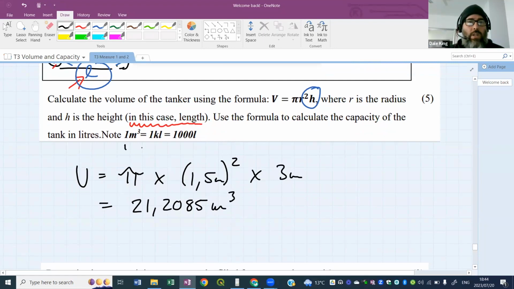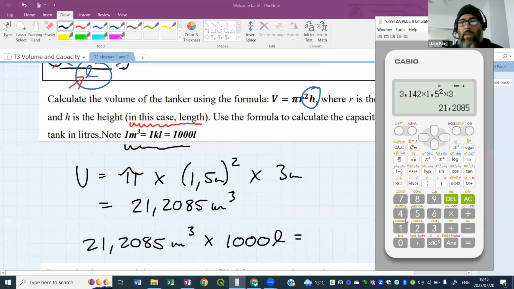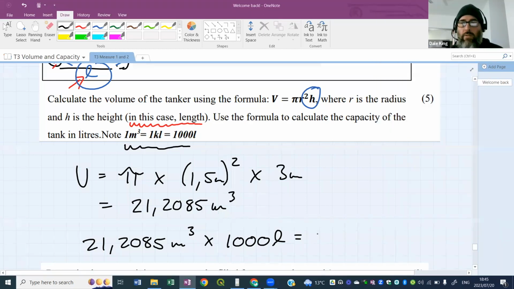Now they give me a conversion here. I need to get to liters. Every 1 cubic meter is 1,000 liters. I've got 21 cubic meters, and every one of those is 1,000 liters, so I need to times this by 1,000. Take my answer and times it by 1,000, and I get 21,208.5 liters. We all getting that?